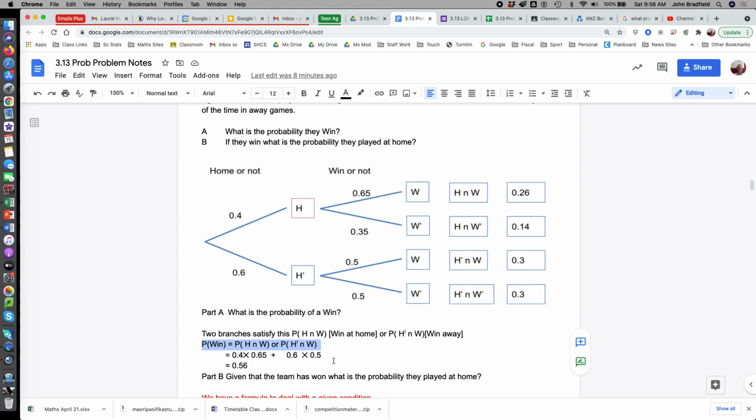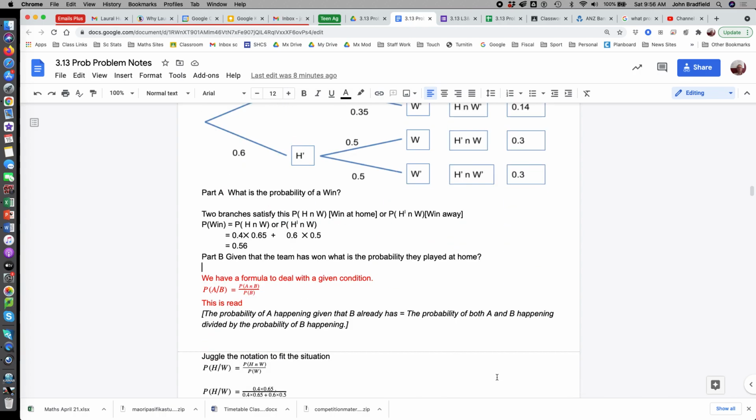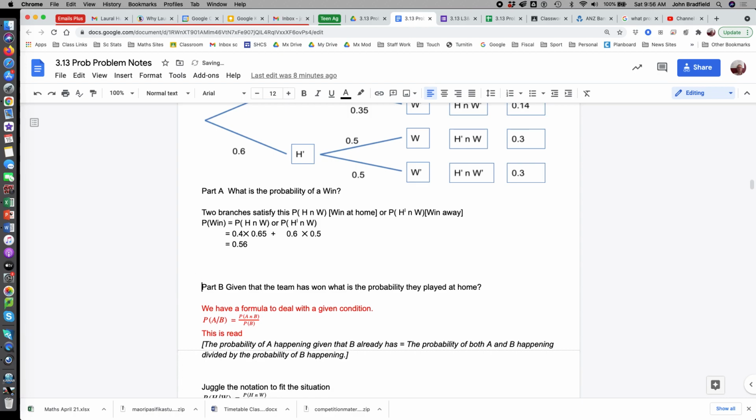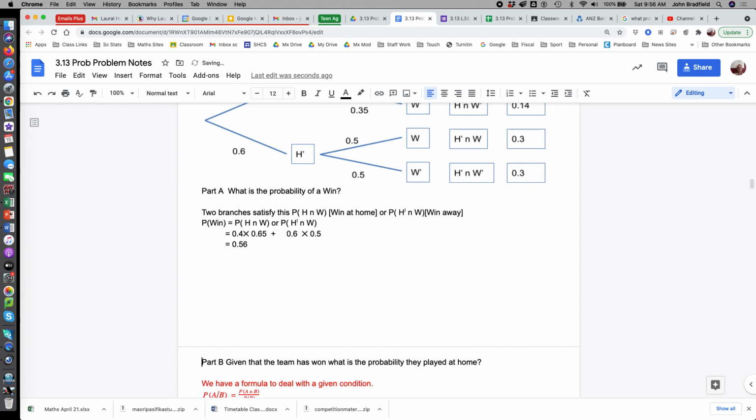So that's reasonably okay. More importantly, conditional comes in here. Given that the team has won, what is the probability they played at home? Now again, we might have seen this at level 2. We have a formula. It might pay, I'll just knock this into the next page so we can see it all in one hit.